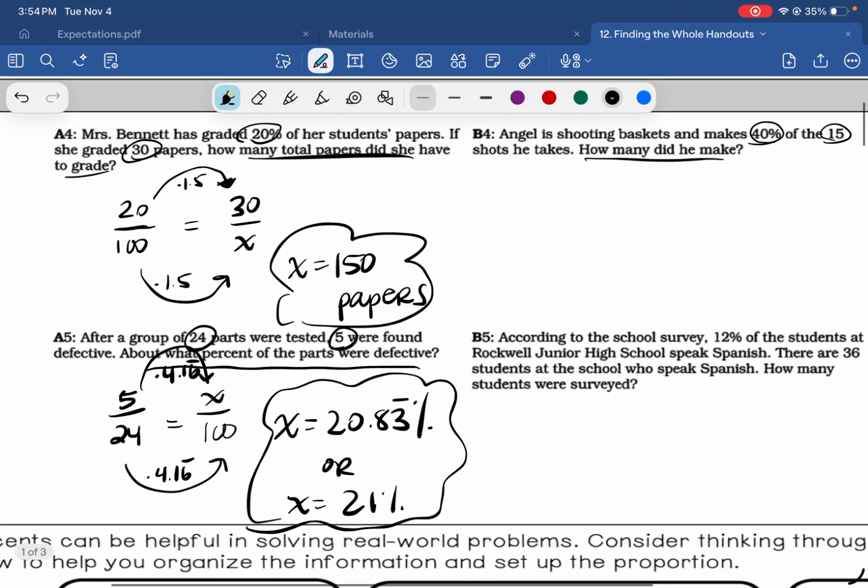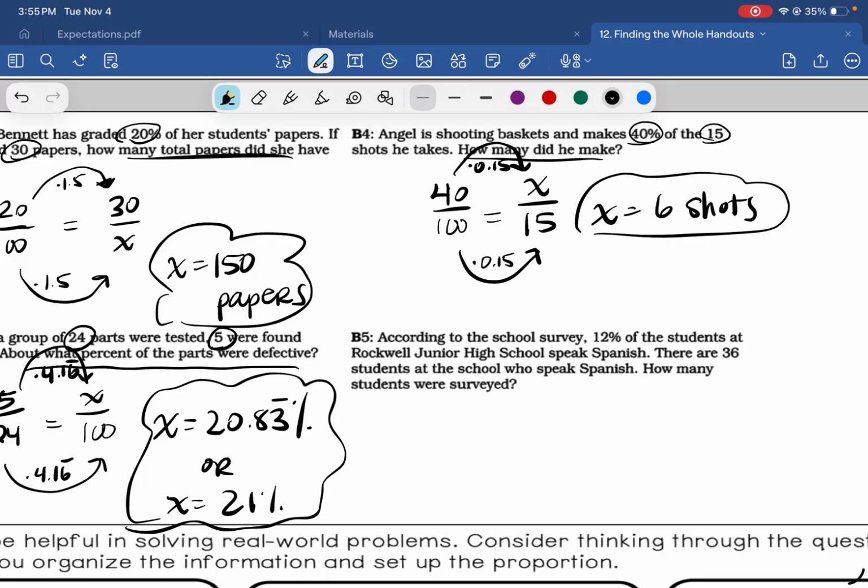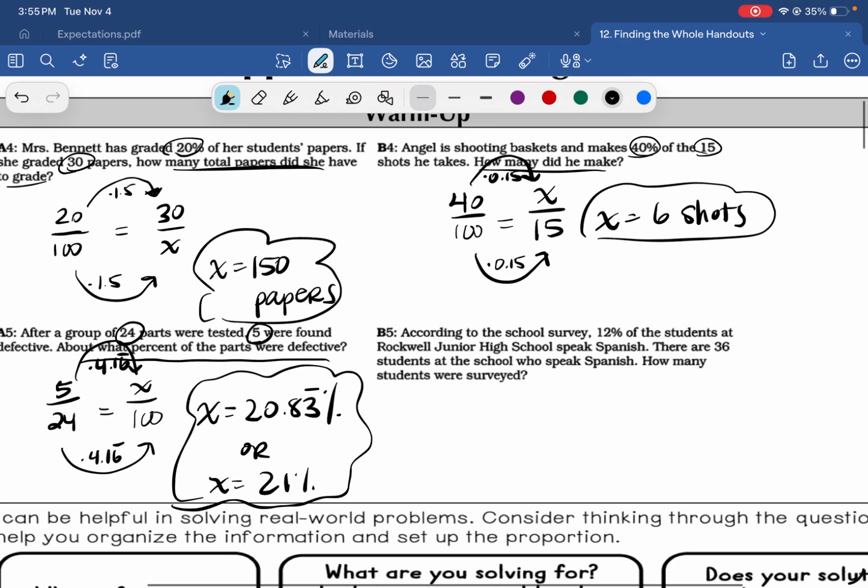All right, 40% would be 40 over 100, our first ratio. And then for our second, we know he took 15 shots total, so that is going to be the whole number, and then we're missing our part. So in order to find our scale, we'll do 15 divided by 100. And so that would be times 0.15, and x would be 6 shots. So if he were to make 6 out of 15, he makes 40% of his shots.